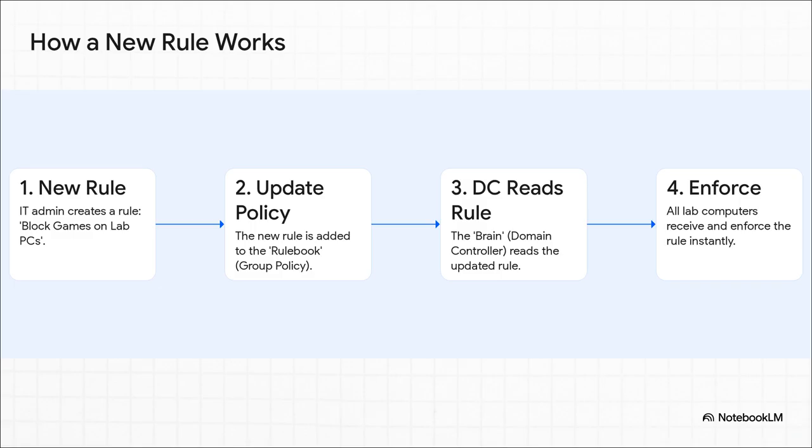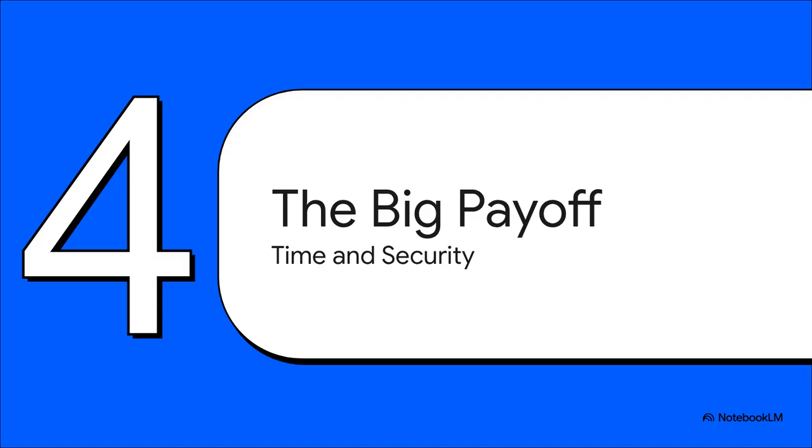Step 3. The brain, our domain controller, immediately sees this new instruction. And finally, Step 4. Instantly. Every single computer in that lab gets the new rule and enforces it. No more games. Just like that. No running around, no touching individual machines. Pure, centralized power. So why do companies and schools go through all the trouble to set this up?